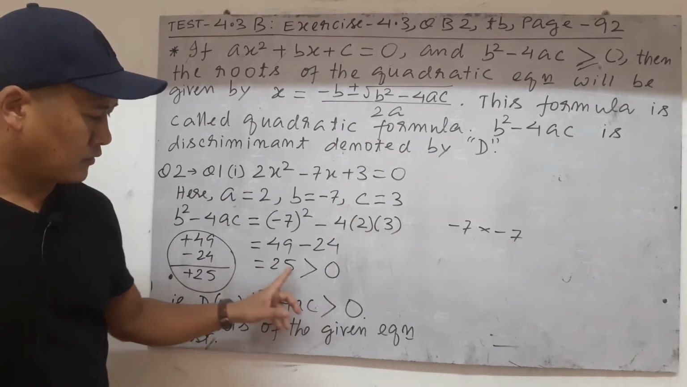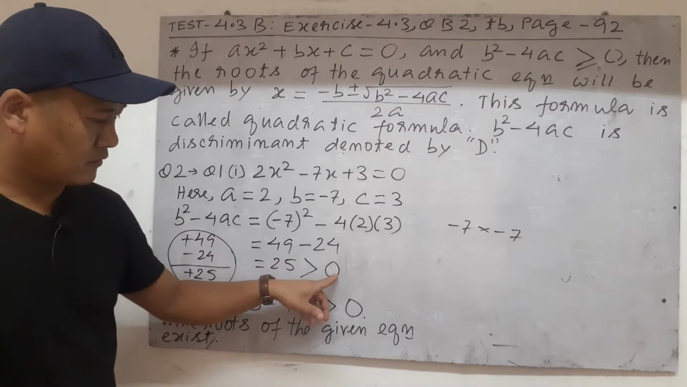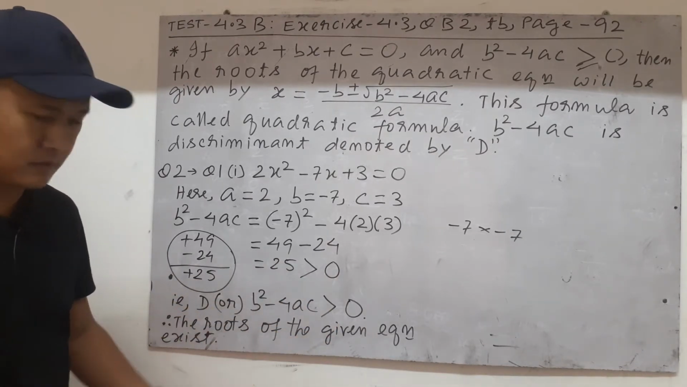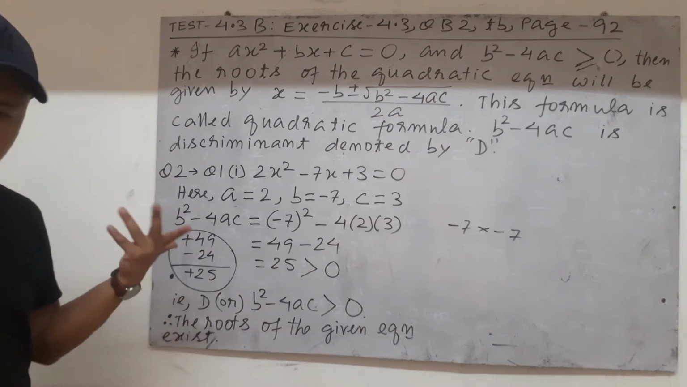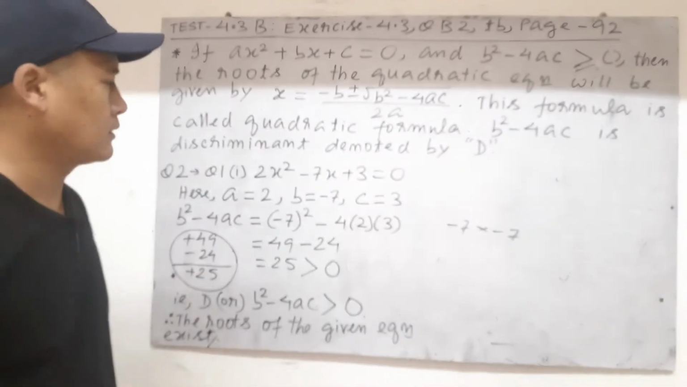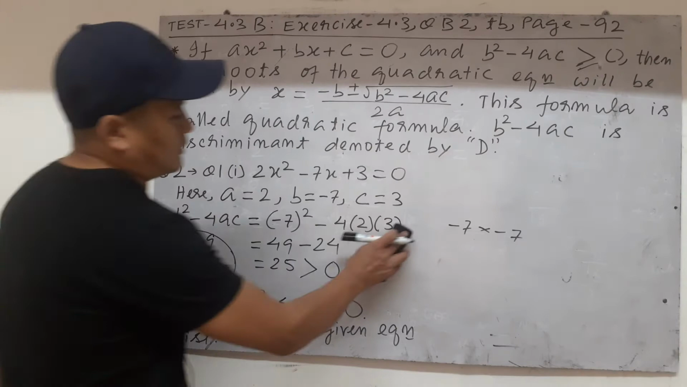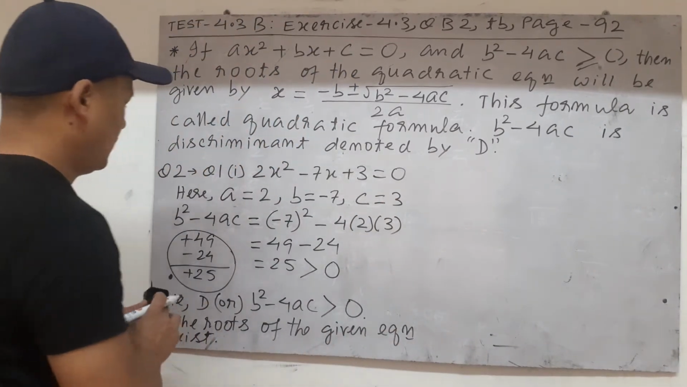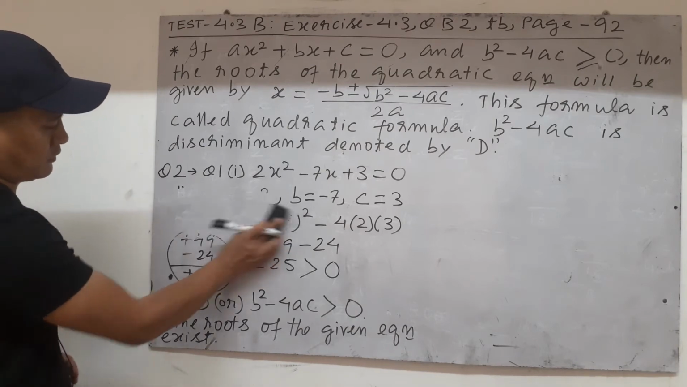If it's less than 0, suppose minus 25, which is less than 0, we'll write here the roots of the given equation do not exist. Okay, so we need not solve. That meaning is, since the roots exist, we have to use the quadratic formula to solve it. So I'm just going to wrap this portion because we don't need it anymore.